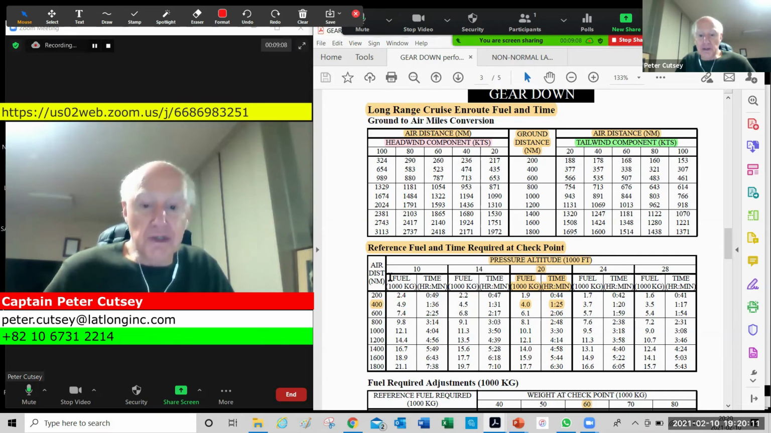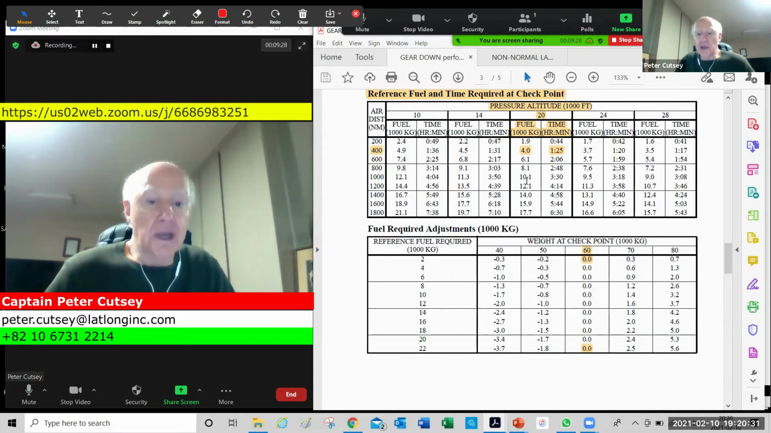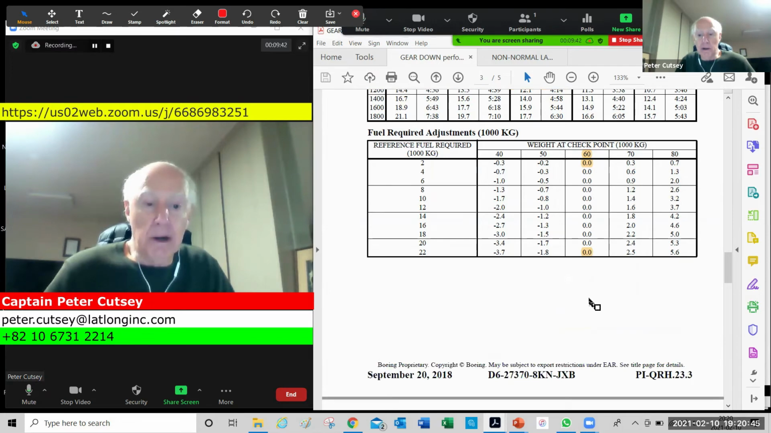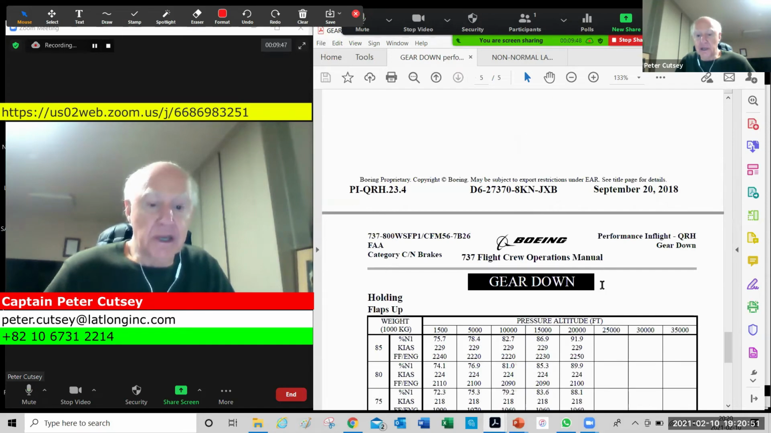So we take the air distance and go here with the air distance, and then look at what we're going to have for a fuel flow per hour per engine, and the time. So this chart is invaluable to have a look at. Now, anything either side of those weights, this particular adjustment base is at 60 with no correction, and lighter, of course, less fuel required, and heavier, more fuel required. So know about this chart and know where to go for it is important.